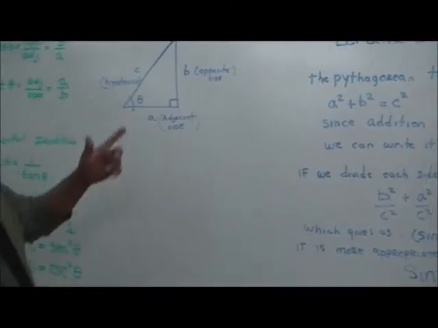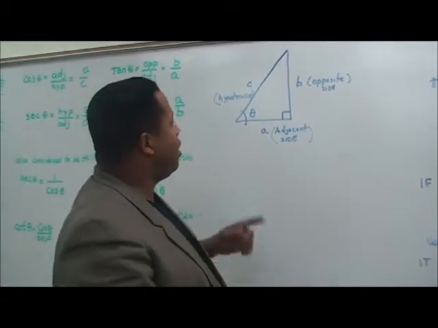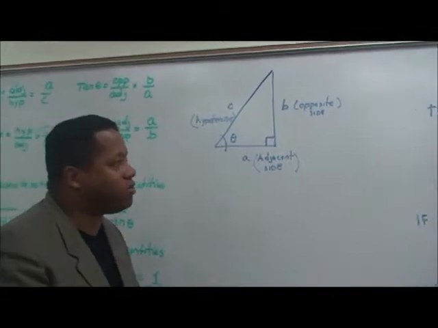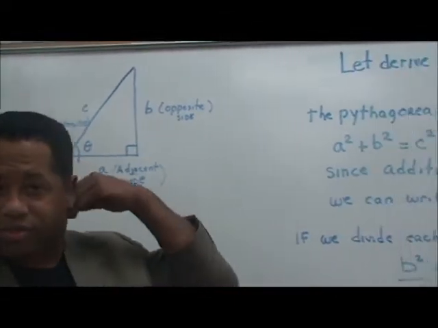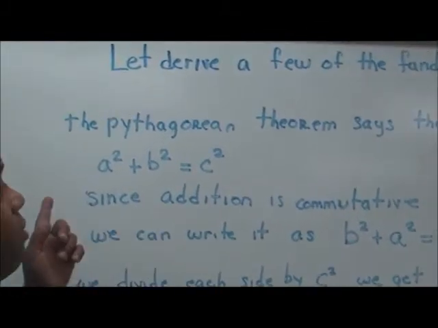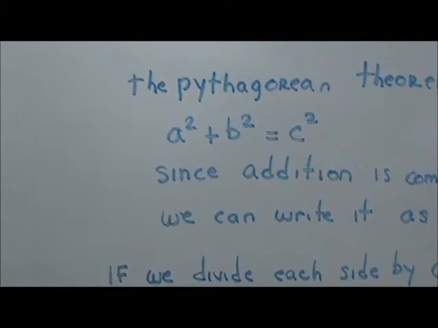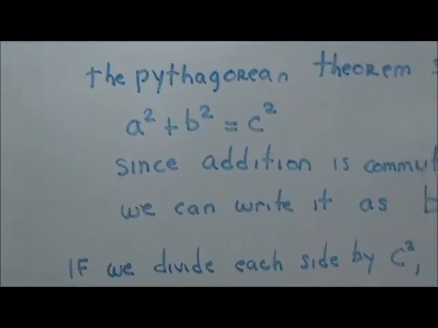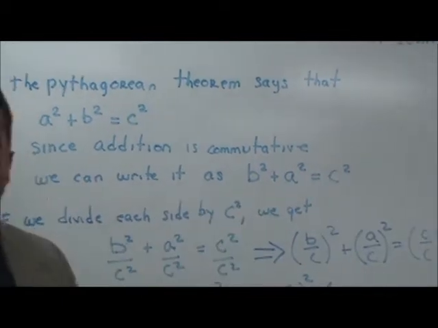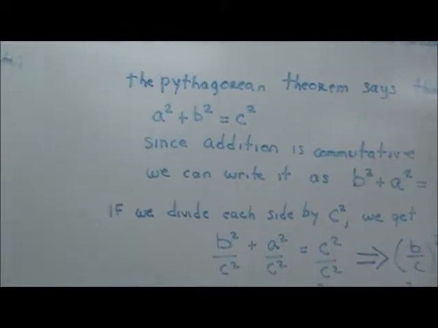Now, let's look at the right triangle. As we see the opposite side, the adjacent side, and the hypotenuse, we can talk about the Pythagorean Theorem, which is applied to this. a squared plus b squared is equal to c squared. Since addition is commutative, I decided to write it this way: b squared plus a squared is still equal to c squared.